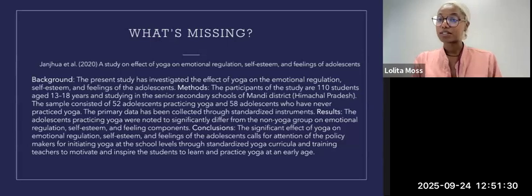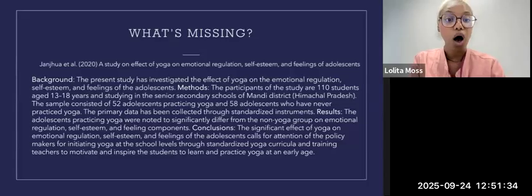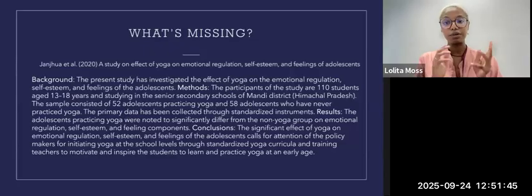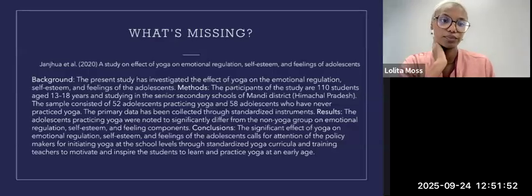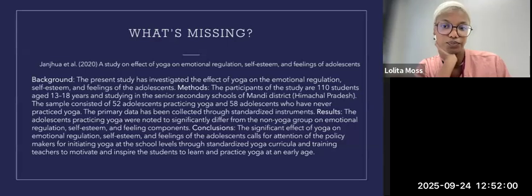So there's something else that I do think is missing. And now keep in mind, this is a quantitative study. And they tell us the ages of folks, they tell us how many, and then they give us some results. What potentially could be missing when we're thinking about quantitatively and that results section? The adolescents practicing yoga were noted to significantly differ from the non-yoga group on X, Y, and Z.